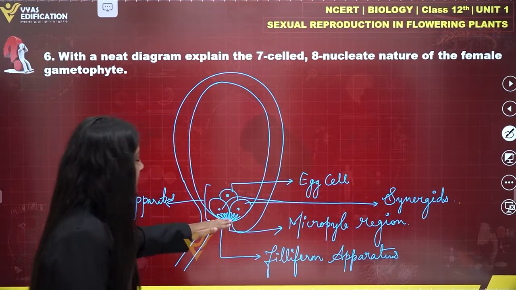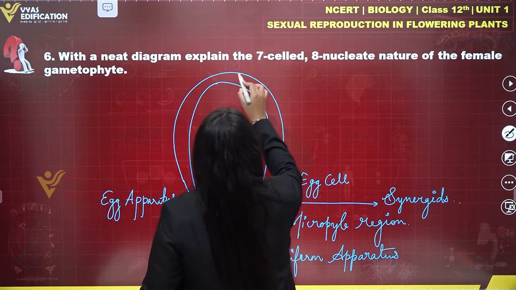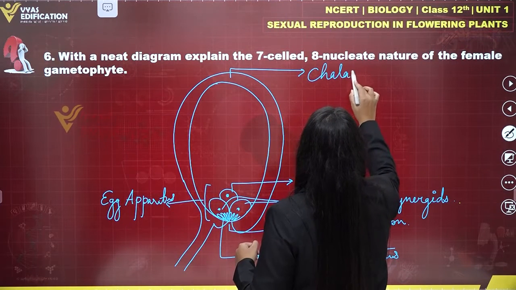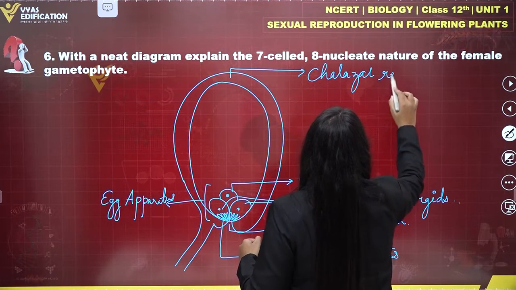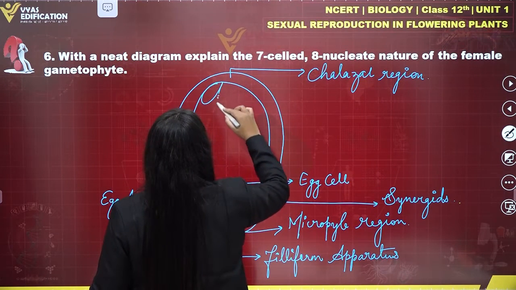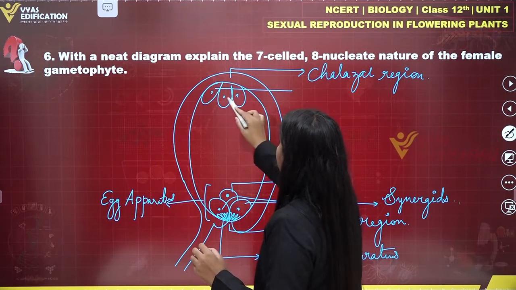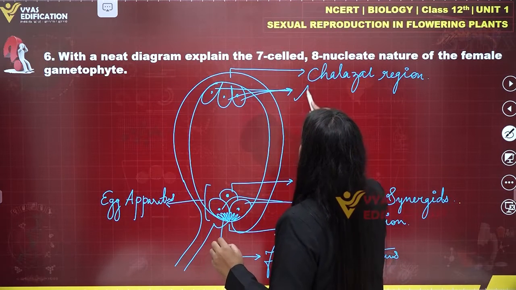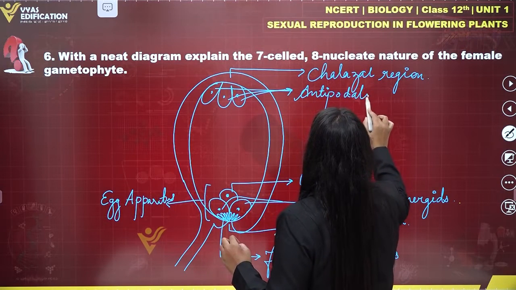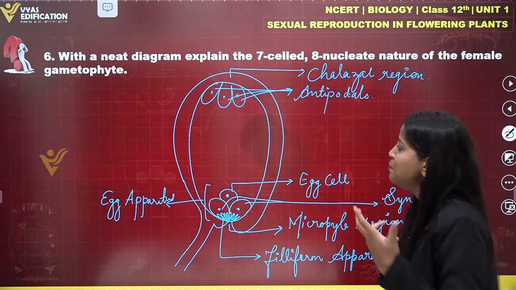Now, as I said, opposite to the micropyle region there is another region known as the chalazal region. So this is the chalazal region, and on the chalazal region we have three cells, of course with nuclei. All these three cells are known as antipodals, which will degenerate after or during fertilization.